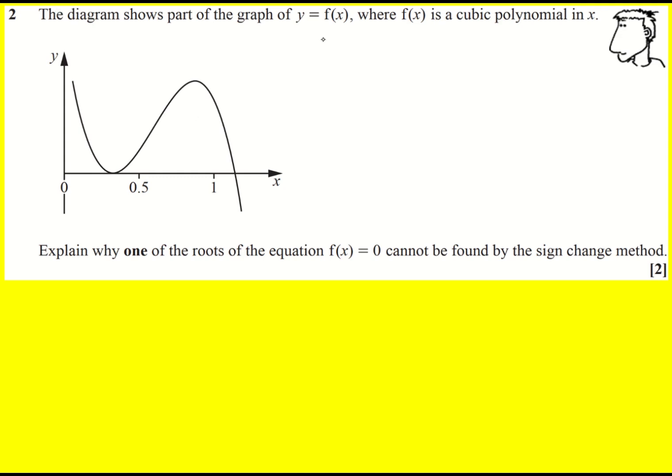We have a diagram of y equals f of x. It's a cubic, and we're asked to explain why one of the roots, f of x equals 0, cannot be found by the sign change method. So this one can, because to the left it's positive, and to the right it's negative.